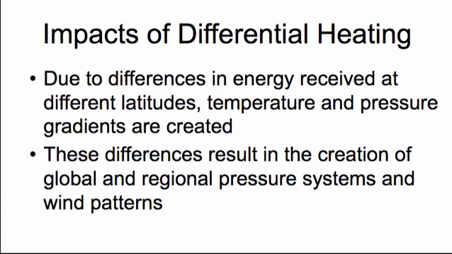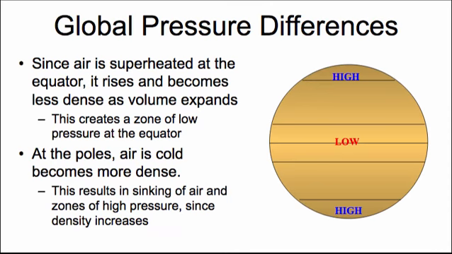Okay, so what's the impact of this differential heating? Due to the differences in energy received at different latitudes, temperature and pressure gradients are created. These result in the creation of global and regional pressure systems and wind patterns. So now we're going to look at kind of a model of the Earth over here. Okay, so how do we deal with these global pressure differences?